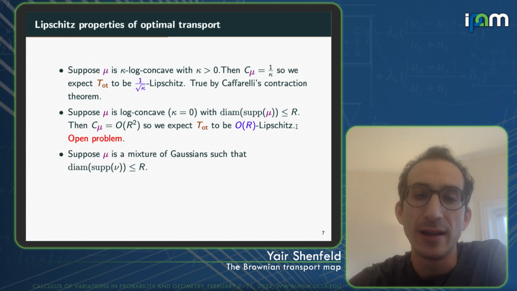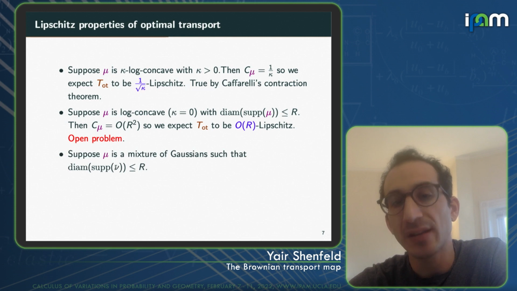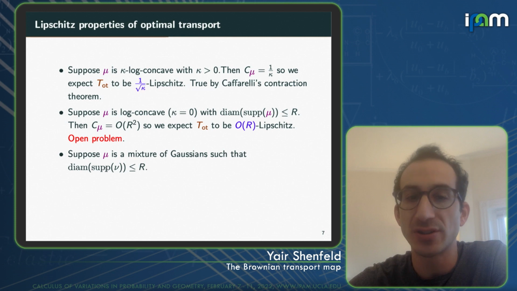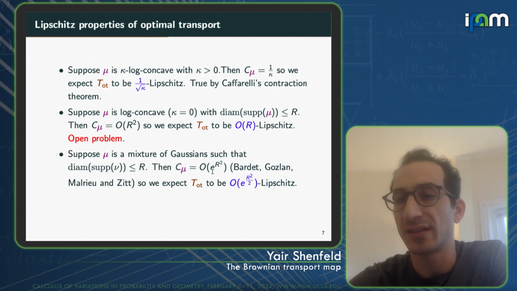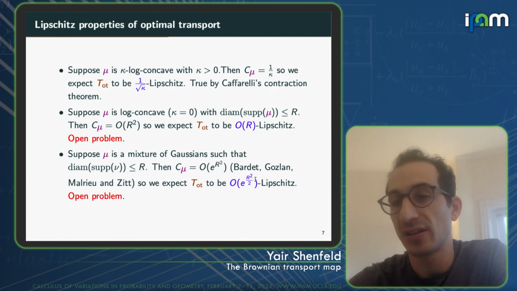Here's another example. Let's say that mu is a mixture of Gaussians, where nu is the mixing measure. The diameter of its support is bounded by r. That's not the support of the whole measure; this is the diameter of the mixing measure. Then we know that the Poincare constant is e to the r squared. So again, we would expect the optimal transport map to be e to the r squared over 2 Lipschitz, but again, it's still an open problem.